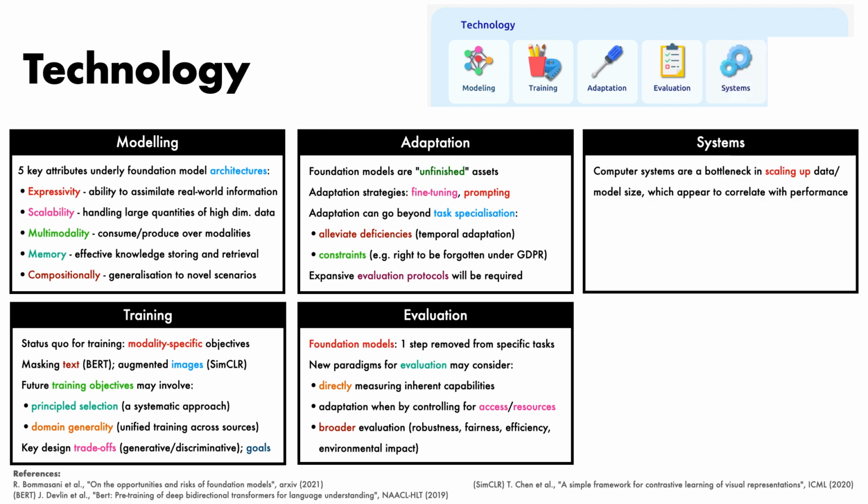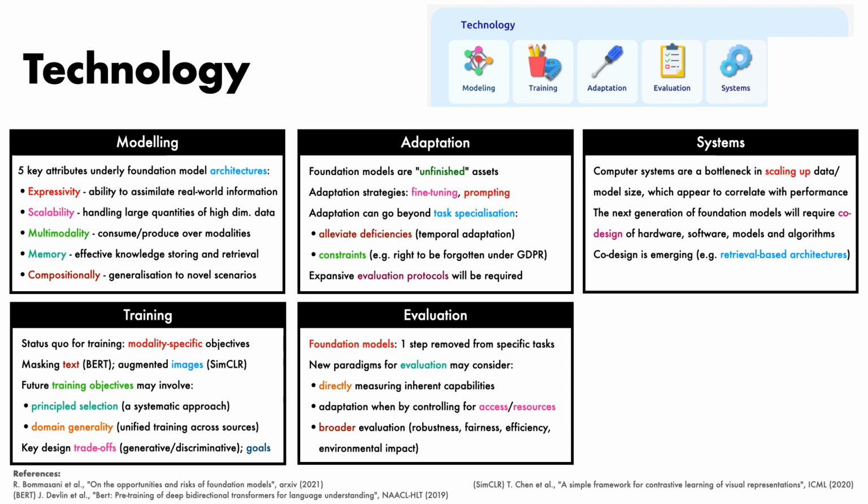The computer systems available for training foundation models represent a bottleneck in scaling up data size and model size, which so far appear to correlate fairly consistently with improved performance. To efficiently train the next generation of foundation models will require co-design of hardware, software, model, and algorithms. And in fact, this kind of co-design is emerging, with examples such as retrieval-based architectures that are more hardware-friendly and scale more readily. The practical deployment of foundation models will require a particular focus on efficient inference to make good use of resources.